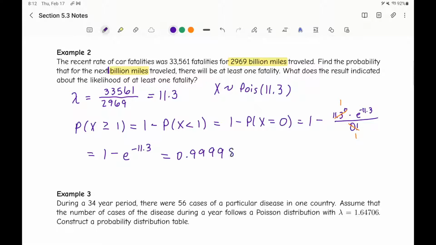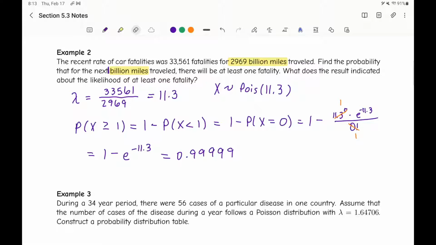0.99999. Now notice how I didn't round it to 4 decimal places, because if I would round to 4 decimal places, it would be 1.00. So I went one more decimal place so that it wouldn't be exactly 1.